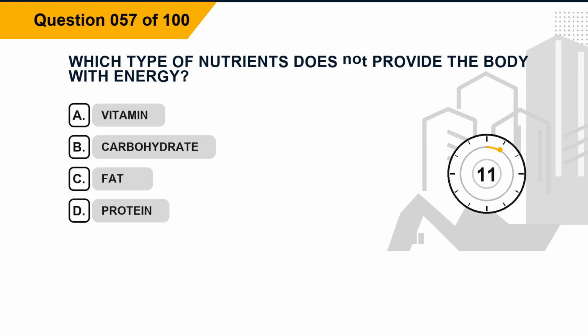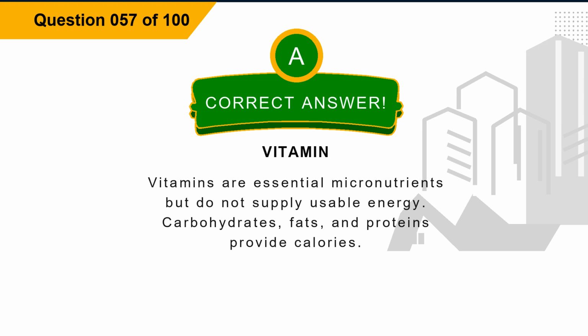Question 57. Which type of nutrients does not provide the body with energy? Option A, vitamin. Option B, carbohydrate. Option C, fat. Option D, protein. The correct answer is option A, vitamin.